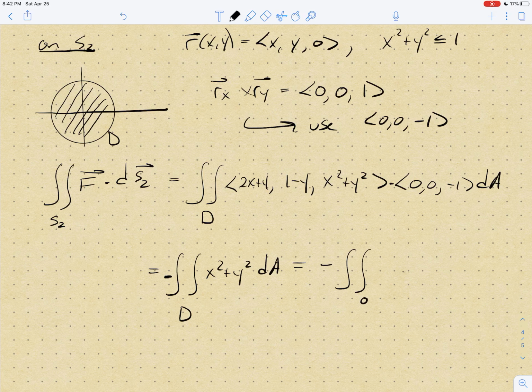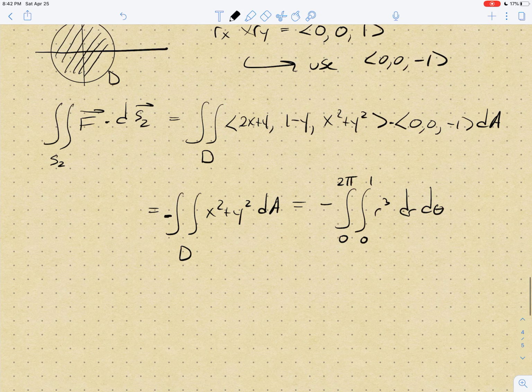So this is going to be negative integral. r goes from 0 to 1, theta goes from 0 to 2 pi, and what do we get? We get an r squared here, and then another r, so just r cubed, dr d theta. And so you can do this one in your head. The d theta is going to kick out a 2 pi, so we get a negative 2 pi times r to the 4th over 4, plug in 1 is just a quarter. And so we end up with negative pi halves.